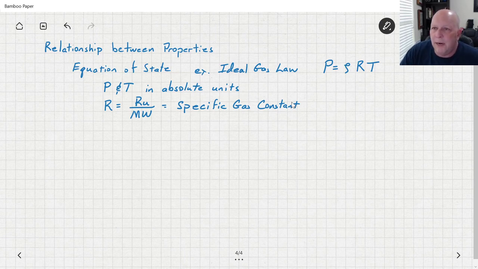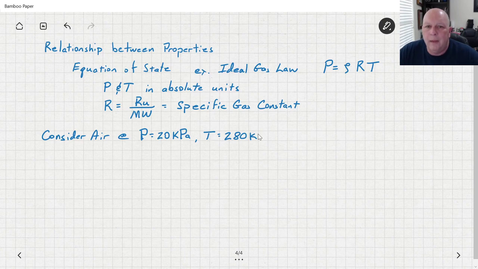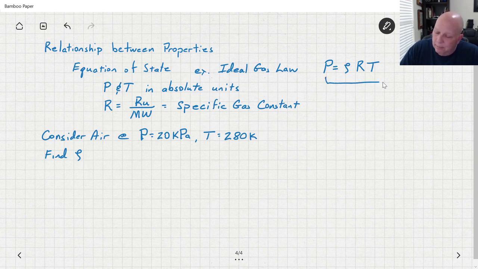So let's consider air. Let's say it's at 20 kilopascals and a temperature of 280 Kelvin. What I'd like to find, given air at 20 kilopascals and 280 Kelvin, is the density. So let's see, I'm just going to use my ideal gas law. I'll rewrite this as rho is equal to P divided by RT.